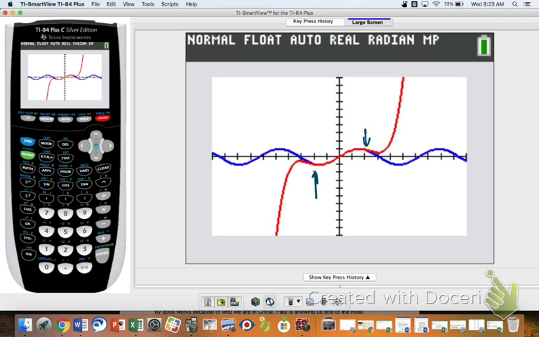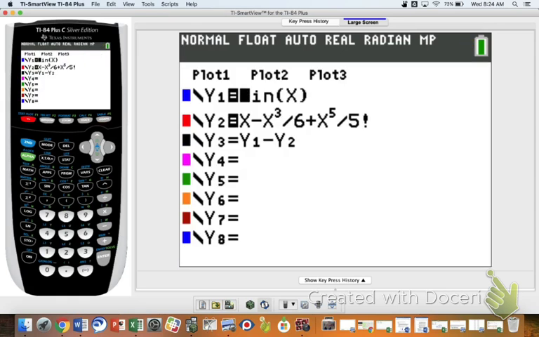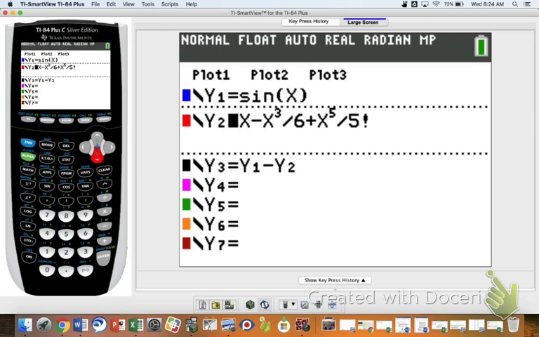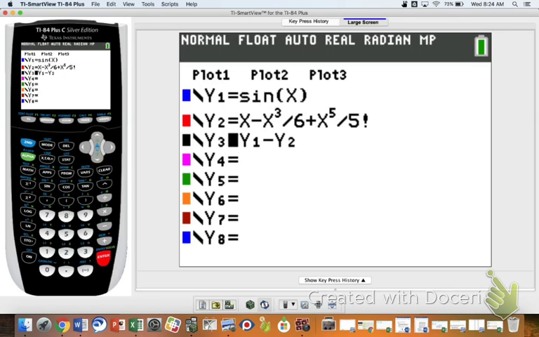Let's do one more. You guys are obviously starting to see the pattern. So if I want to look at my error, I would turn off that, and I would turn off that, and I would turn on y3. Here is a graph of my error. Now this will be a new error.